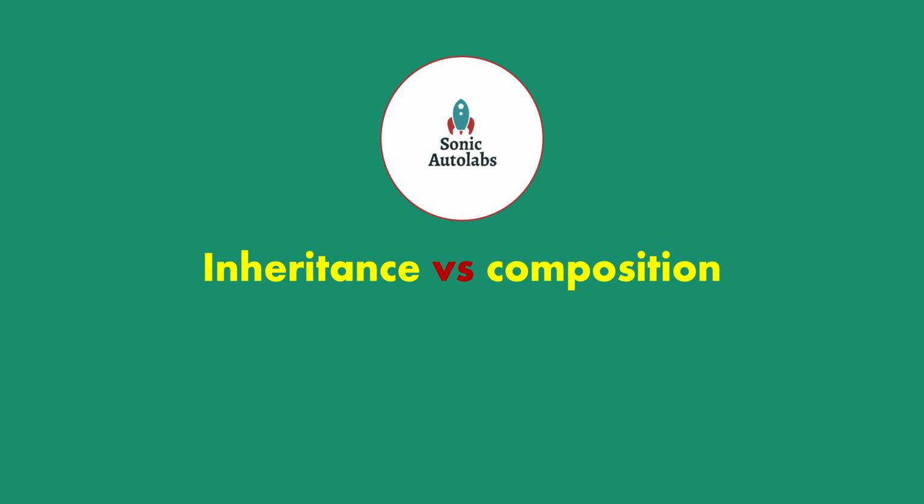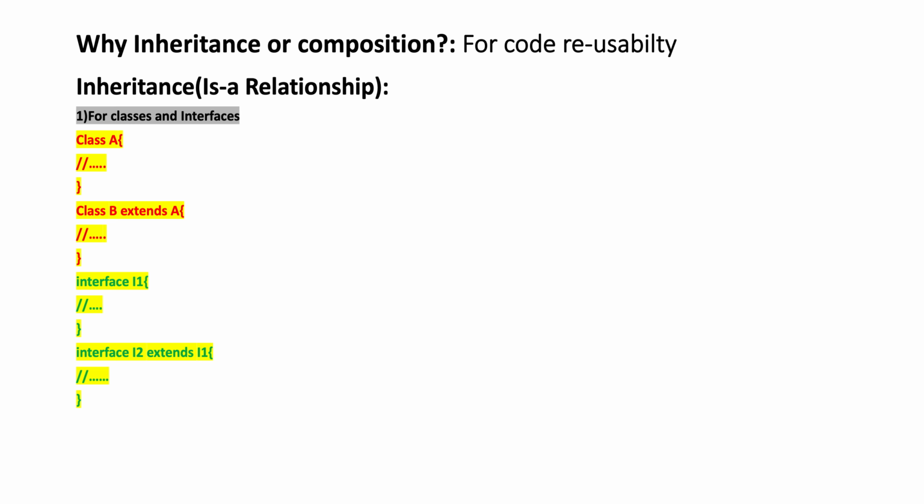Hi everyone, in this video we are going to learn about inheritance and composition. Inheritance is one of the important topics in object-oriented programming languages, and along with inheritance we'll also discuss the composition part. Inheritance and composition are both used for code reusability and extensibility purposes. We need inheritance or composition to avoid duplicate code within the class or interface.